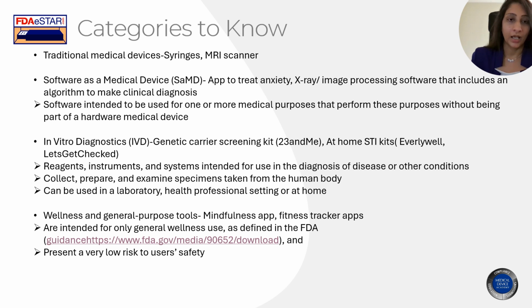or at home. The last category is wellness and general purpose tools. Examples include a mindfulness app and a fitness tracker app. FDA has defined these tools under their guidance. I've included the link here in the slide. As per the definition, the product needs to meet two factors. The first factor is that the product is intended for general wellness use only, which is defined in the FDA guidance, and it presents a very low risk to users' safety.